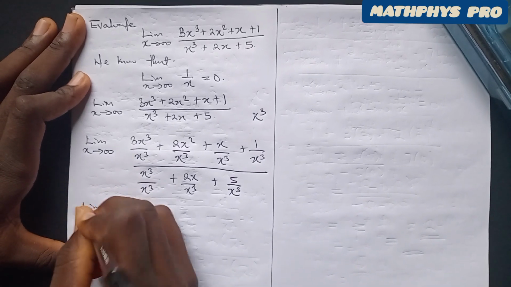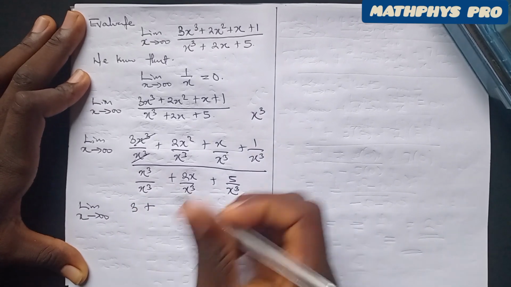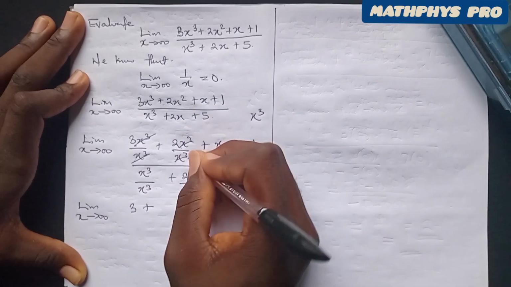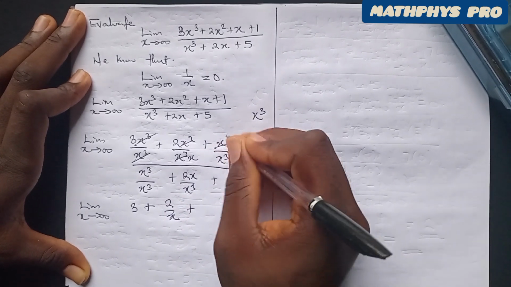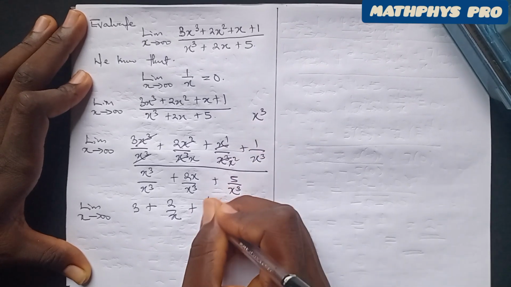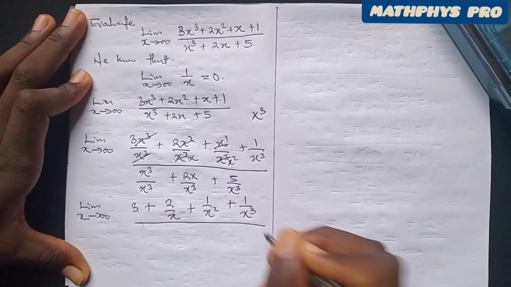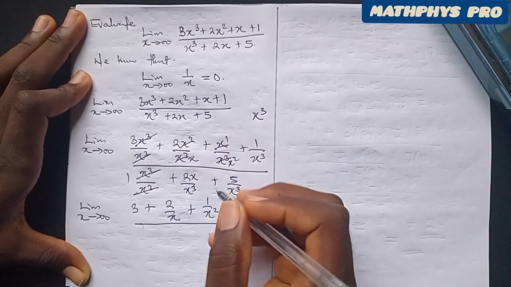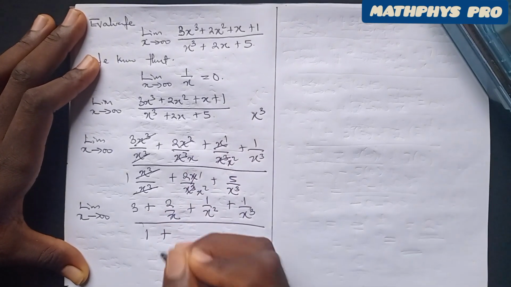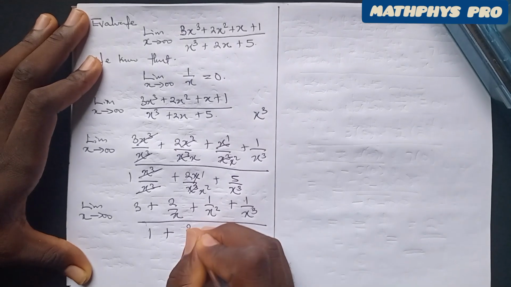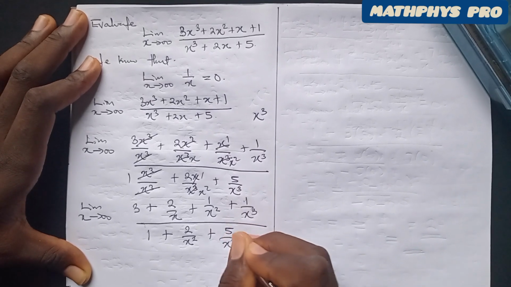So we have the limit when x tends to infinity. X cubed can cancel x cubed, so we have 3 plus 2x cancel here, only x remains, so 2 over x squared, plus x cancel itself 1, x cancel here is what? X squared. 1 over x squared plus 1 over x cubed. So this is divided by x cubed can cancel x cubed 1. X cancel itself 1, x cancel here gives you x squared. We have 1 plus 2 over x squared plus 5 over x cubed.